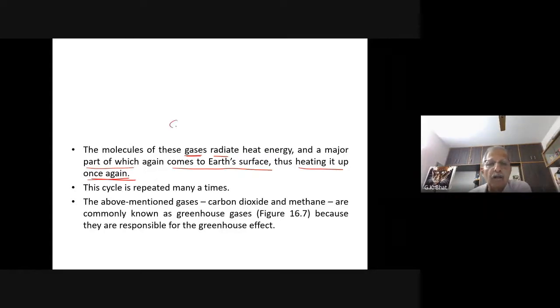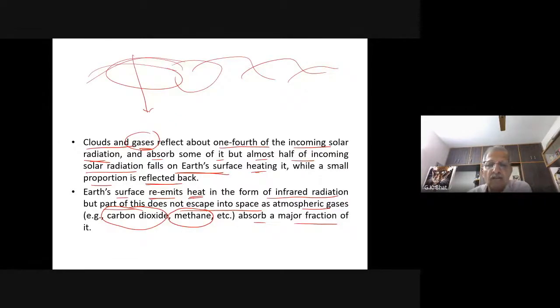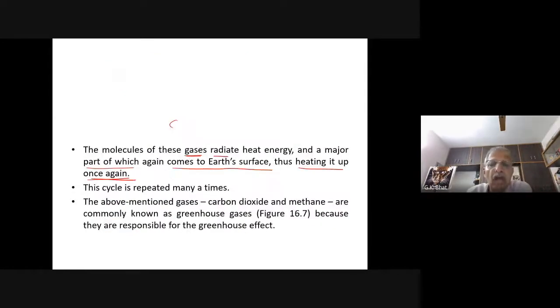So, carbon dioxide and methane, whatever is there, these reflect back some of the waves, and these gases radiate heat energy, a major part of which again comes to the Earth's surface and thus heats it up again. This cycle is repeated many times. The above mentioned gases, carbon dioxide and methane, are commonly known as greenhouse gases because they are responsible for the greenhouse effect.